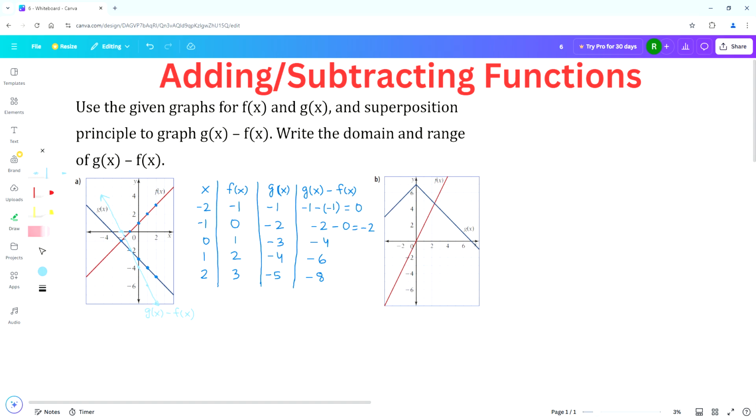Now we can write the domain and range for g(x) minus f(x). The graph of g(x) minus f(x) is a straight line that extends indefinitely on both sides. There is no restriction on the domain, so the domain is all real numbers. In interval notation, the domain is -infinity to +infinity.